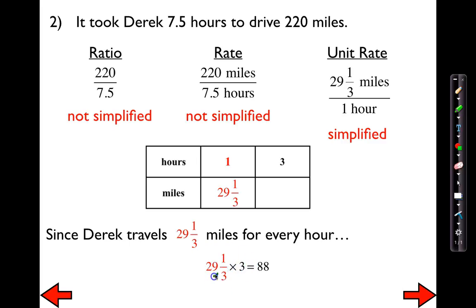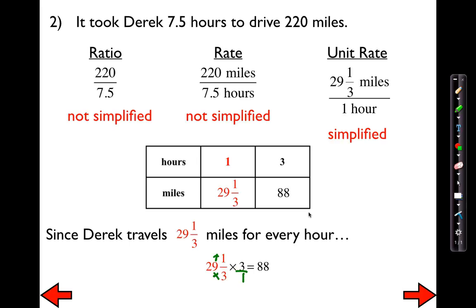So you just simply do 3 times 29 plus 1, turn it into an improper fraction, and then turn this into a fraction as well, and then multiply it from there. It's just a quick tip if you forgot. So since it's going to be 88, that means in 3 hours, Derek is going to go 88 miles.